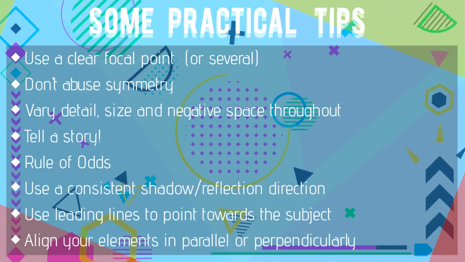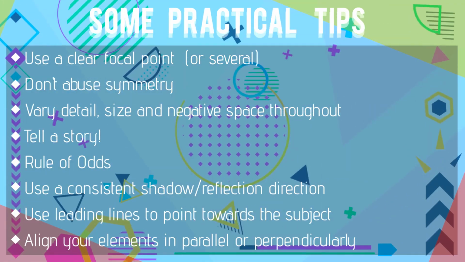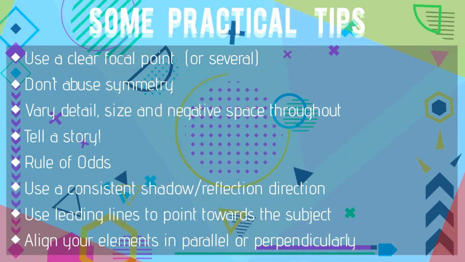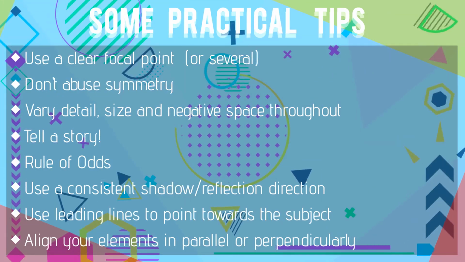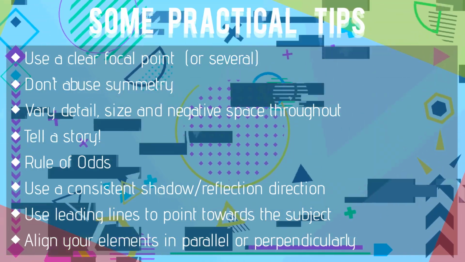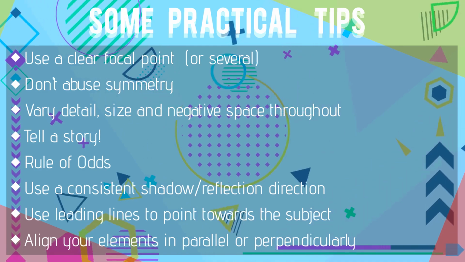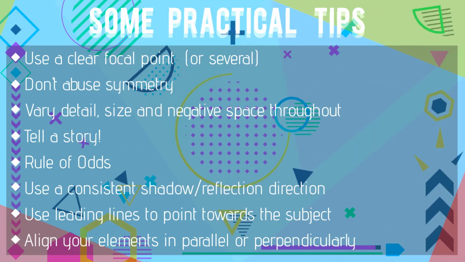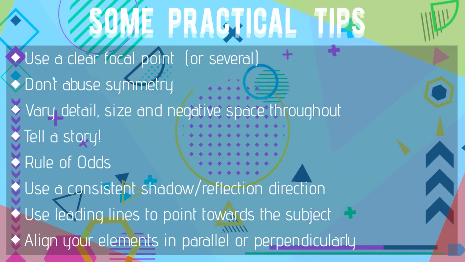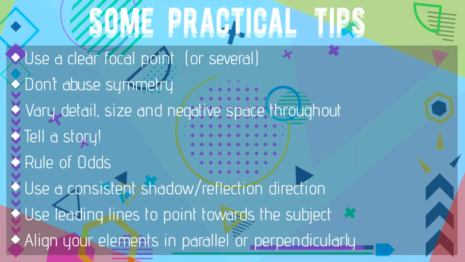So you want to make sure you have a clear focal point or several in order to direct the attention of the viewer. You don't want to abuse symmetry too much. So if you divide your render directly in half, it probably won't look as good as if you added a little bit of asymmetry to it. You can vary the detail, size, and negative space throughout a render. And you should always tell a story, if you can think of one.